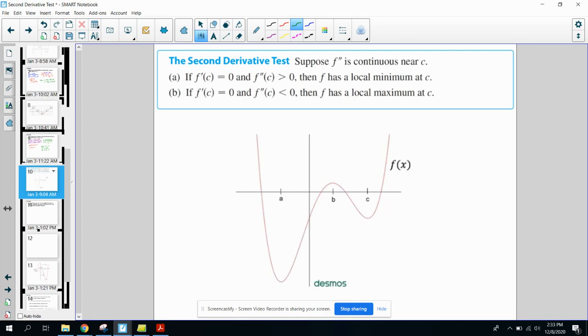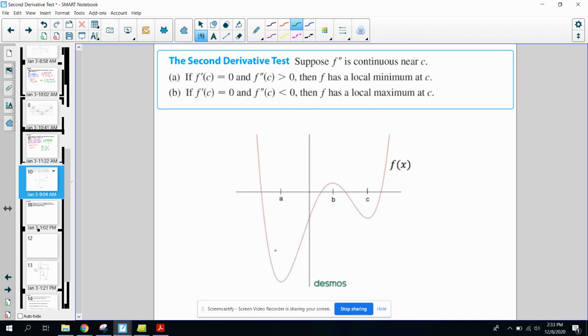But you can also use the second derivative to figure out if it has a local min or local max. It's almost a shortcut method if you don't want to have to make the sign chart for increasing, decreasing. You can do the second derivative test and still figure out if there's a local min or local max. So basically, if you have f prime of c equal to 0, which means you have your first derivative critical points, you check the second derivative at those critical points. If the value is greater than 0, you have a local minimum. And if the value is less than 0, you have a local maximum.